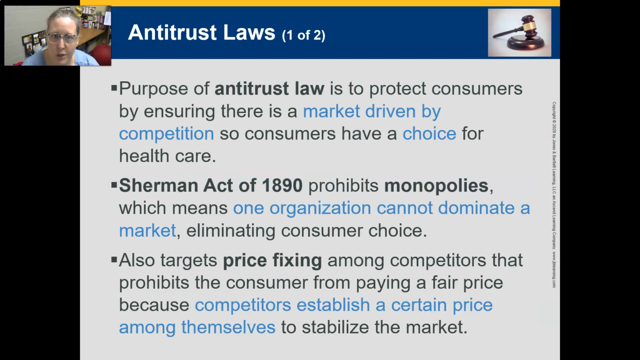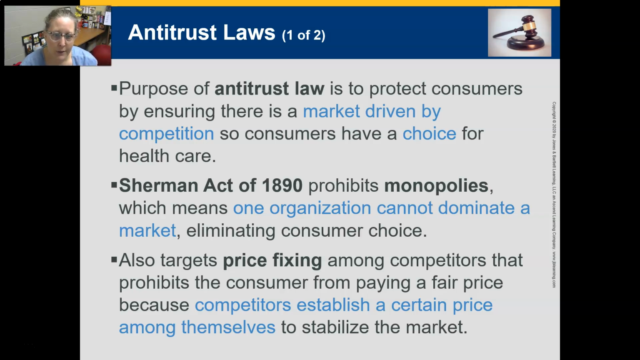Next, we have some antitrust laws. So the purpose of antitrust laws is to protect consumers by ensuring there is a market driven by competition, so consumers have a choice for healthcare. So you have to have access to different hospitals that are owned by different systems. We have 2 systems in our town, with other hospitals nearby that are owned separately.